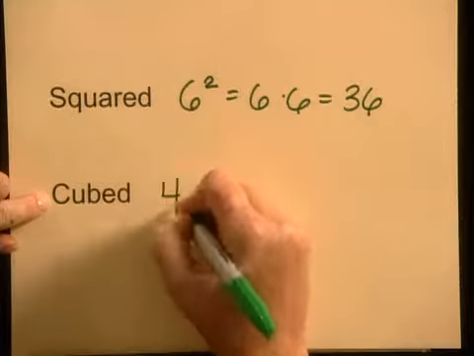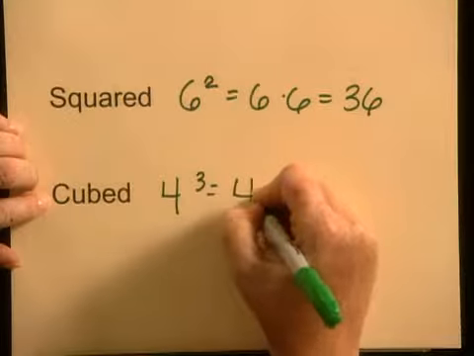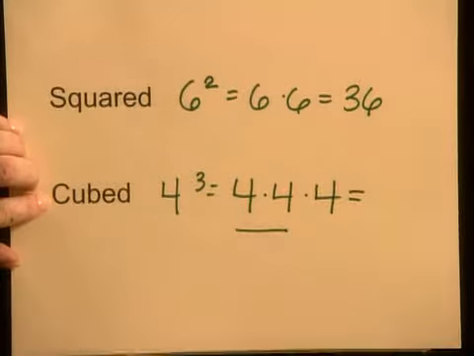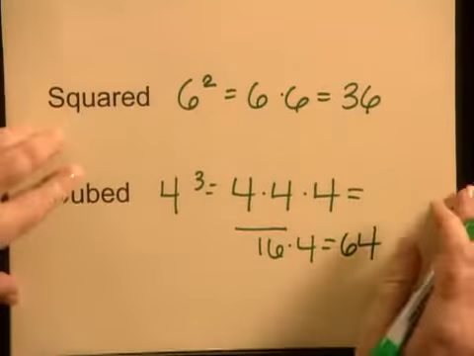If we're raising something to the third power, we say we're cubing it. So if we have 4 to the third power, we have 4 times 4 times 4. What's 4 times 4? 16. And what's 16 times 4? 64. You're so smart.